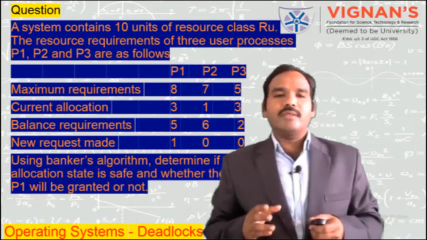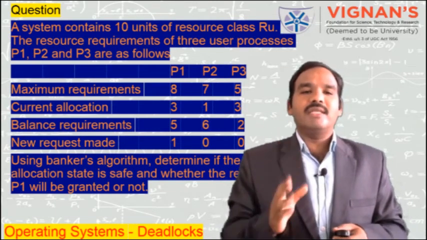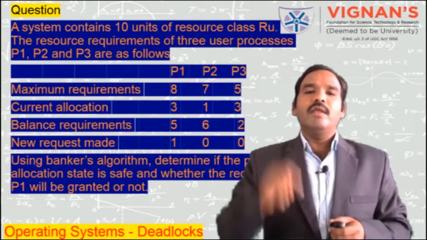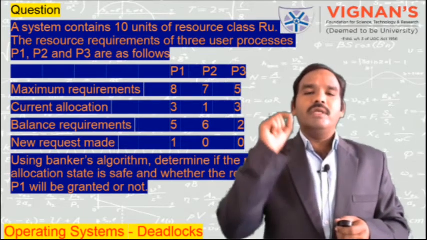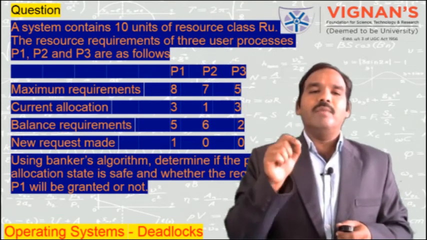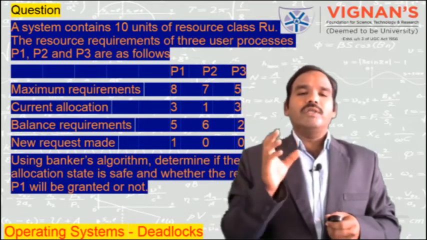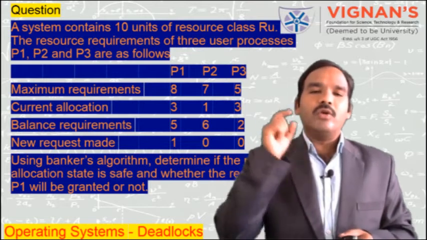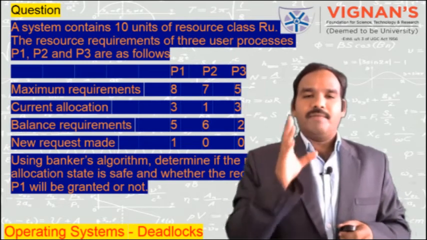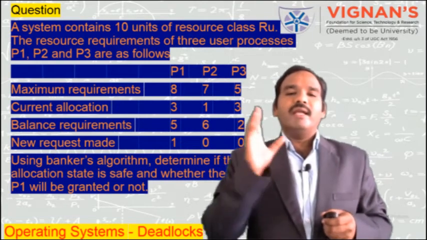And what is the question they are asking? Using the Banker's algorithm, determine if the projected allocation state is safe and whether the request of P1 will be granted. P1 is asking for one RU resource; whether that request will be granted or not. So this is the question. Here there are 2 questions they asked. One is if the projected allocation state is safe. Another one is whether the request of P1 will be granted or not.